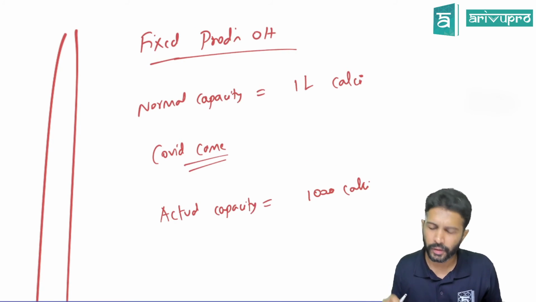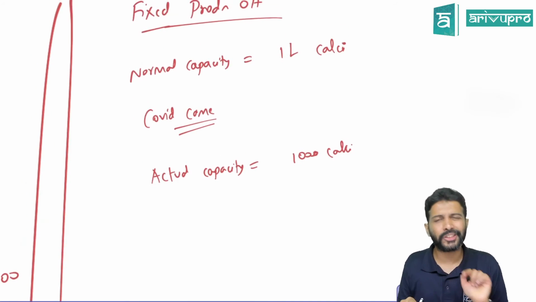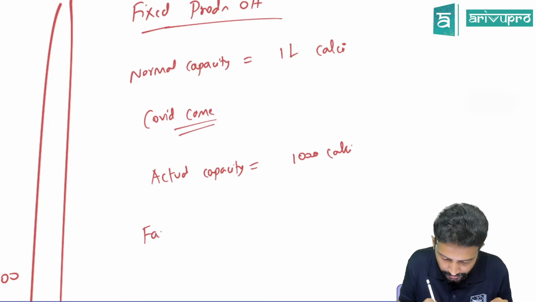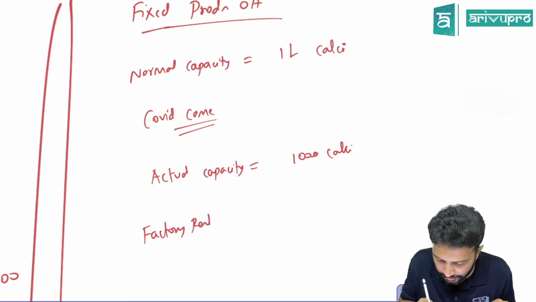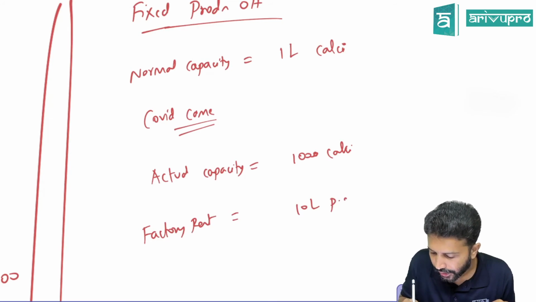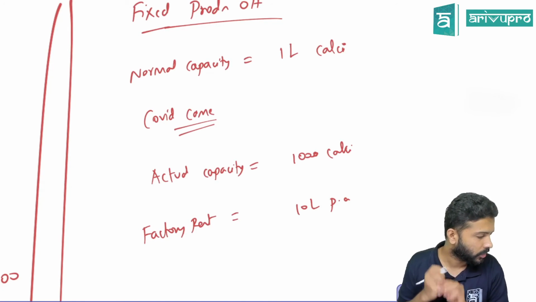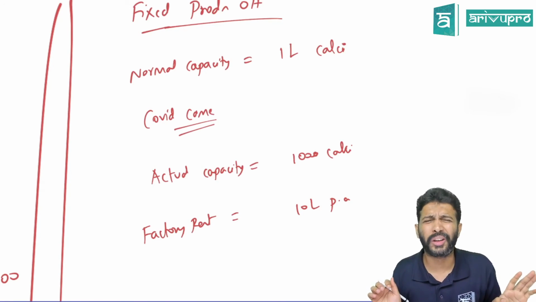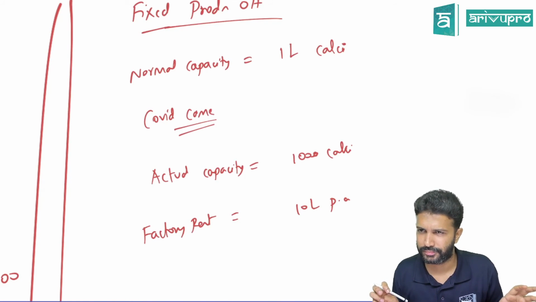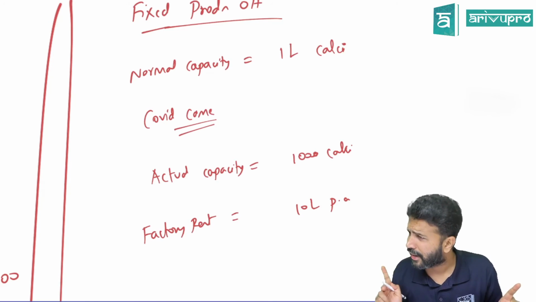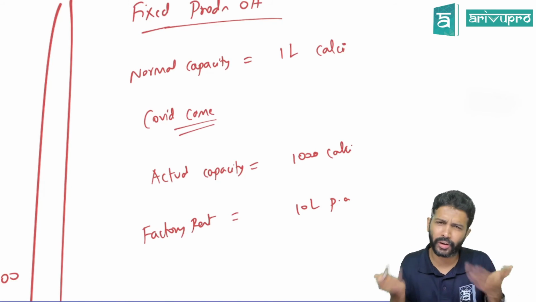Sir, I'm producing this calculator in a factory. For that, I am paying a factory rent. Let's say my factory rent is 10 lakh rupees per annum. I told the owner, reduce the rent. He told me, get lost. Rent is 10 lakh. You have to pay me 10 lakh. Otherwise, take your machinery and get lost.